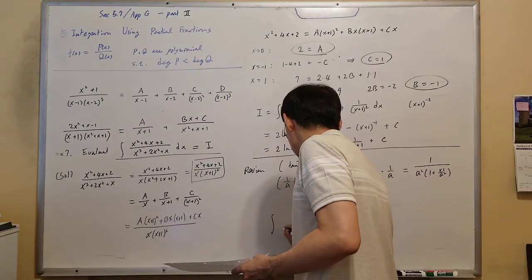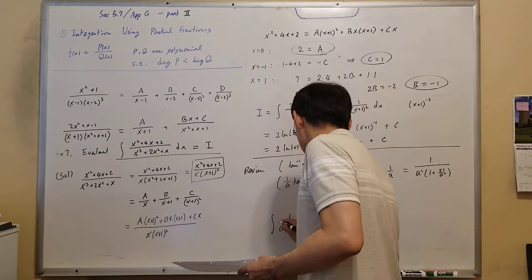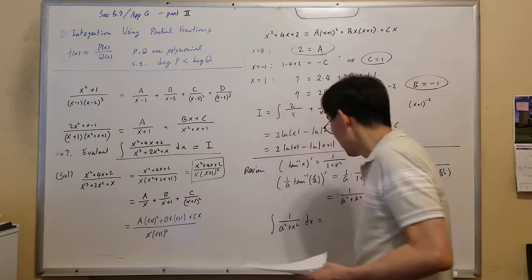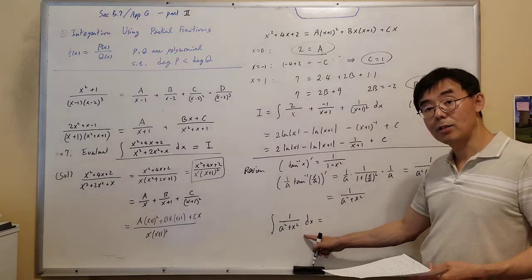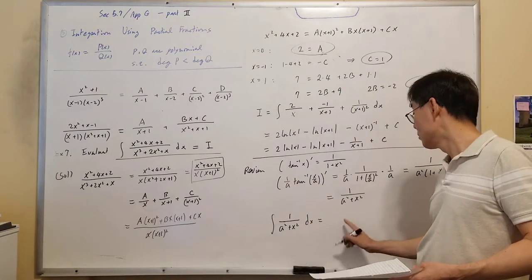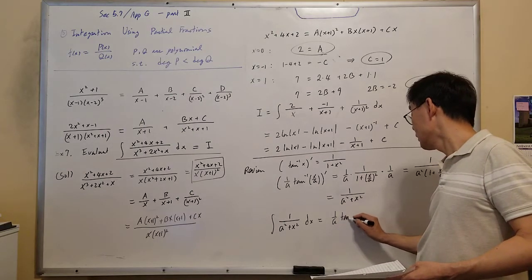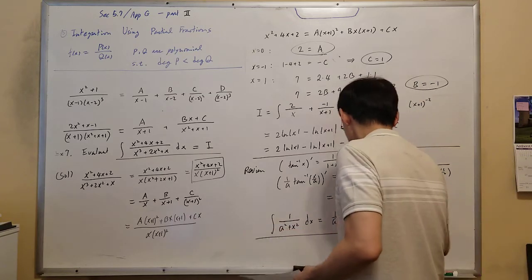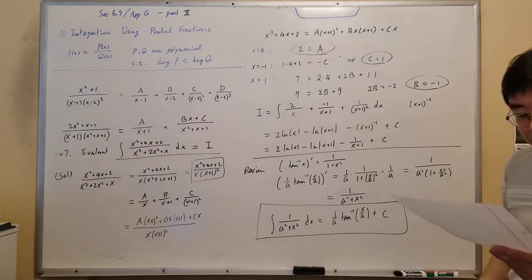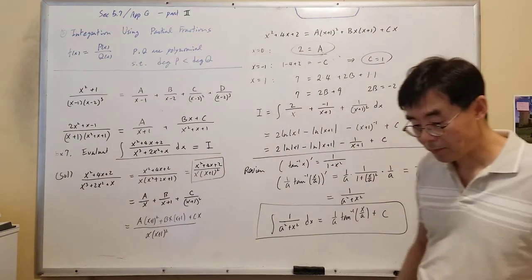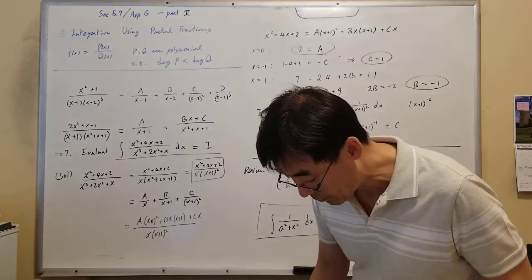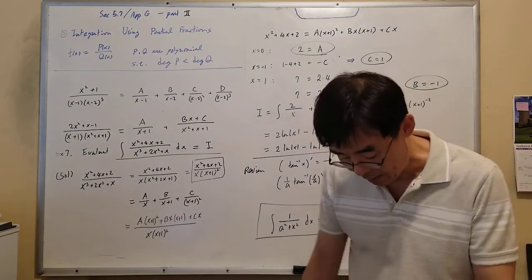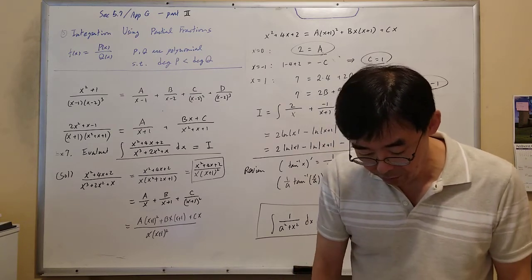Therefore, the integral of 1 over a squared plus x squared is 1 over a times tangent inverse of x over a, plus C. This is what I wanted to derive. Okay, using this, let's do the next problem.